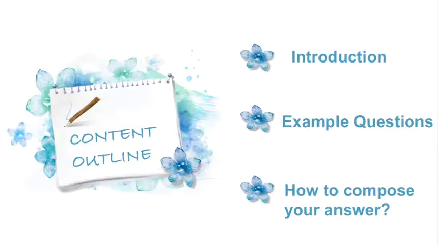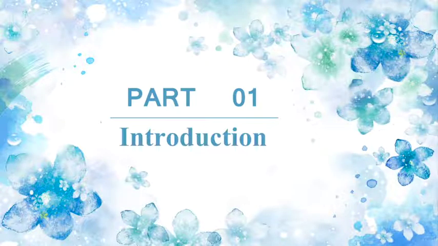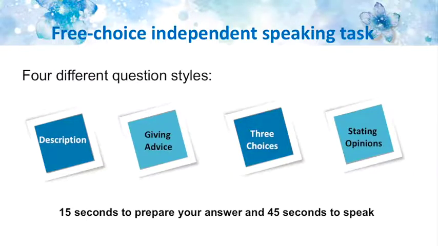Generally speaking, the free choice independent speaking task is based on a given question. Use your own experience or make your own choice to talk about. We identified 4 different question styles, which are description, giving advice, 3 choices, and stating opinions. Regardless of which type of question you are asked, the timing is the same. You will have 15 seconds to prepare your answer and 45 seconds to speak.